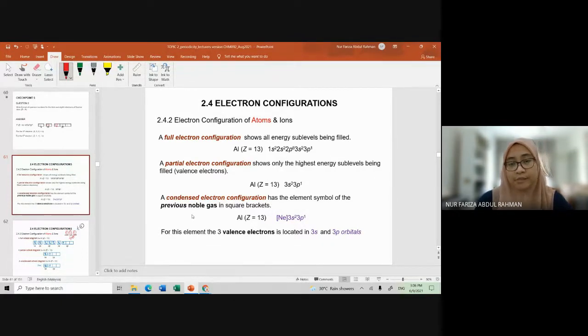Next we have condensed electron configuration. By condensed, it means compact. In order to represent the compactness of the electron configuration, we use the previous noble gas. For example, we have aluminium. The Z for aluminium's atom is 13. The atomic number is 13. That means we would use neon. Neon for the noble gas captures only 10 electrons, so the rest are written as is, 3s2 and 3p1.